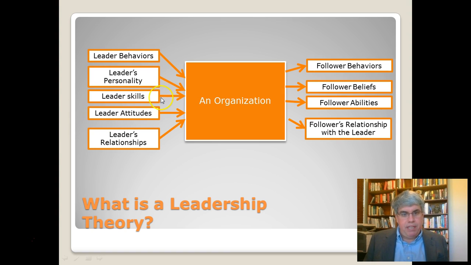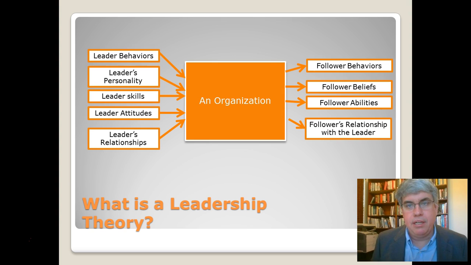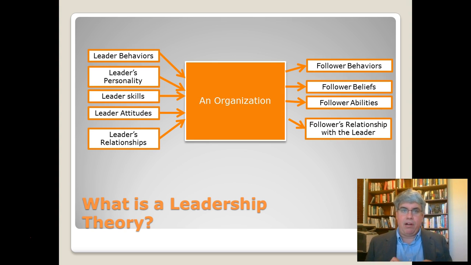Some of the leadership inputs could also be the leader's skills. What are the abilities that the leaders have? That certainly affects leadership. It could be the leader's attitudes and beliefs also, that's something that would be a part of leadership. And also a leader's relationship with coworkers. Those are all leadership inputs, and there's lots of different things that are involved in leadership, and it can get very complicated.